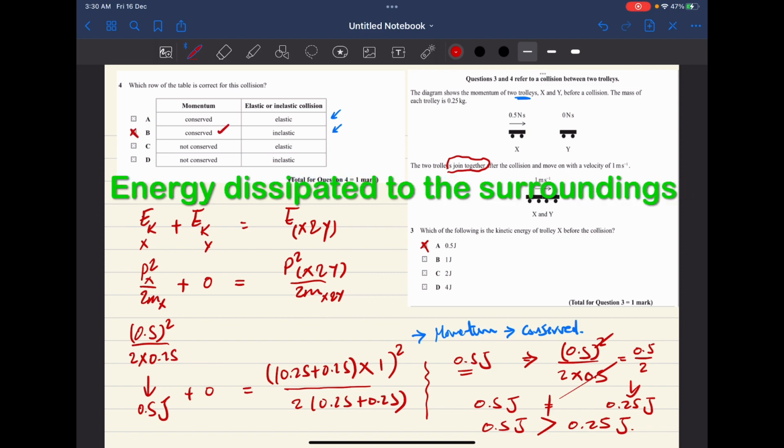The momentum is conserved, and it's not elastic, it's an inelastic collision, because the kinetic energy before the collision is more than the total kinetic energy after collision.